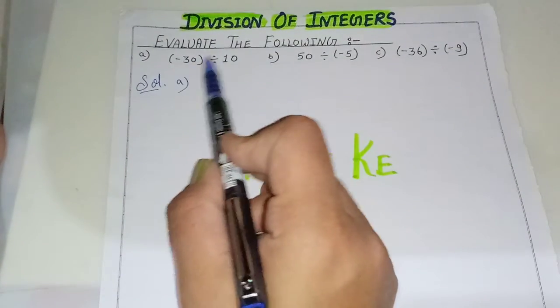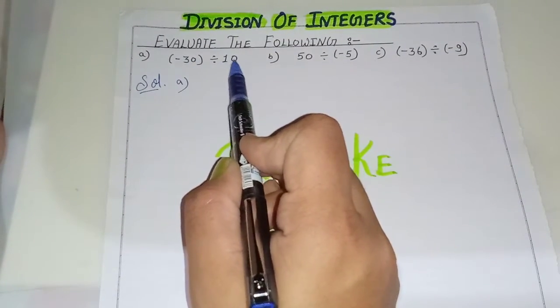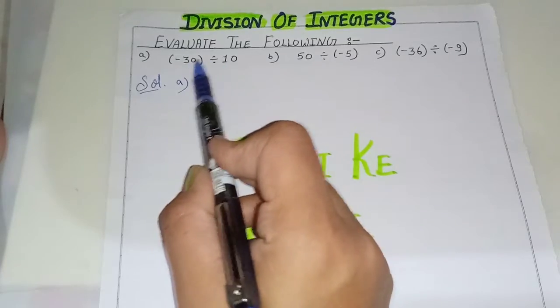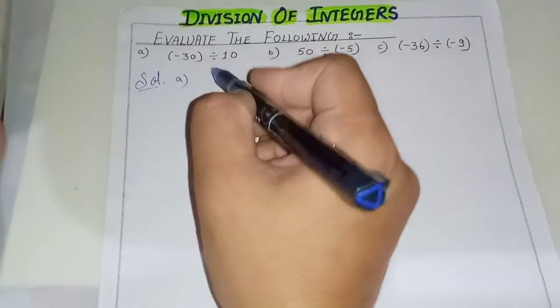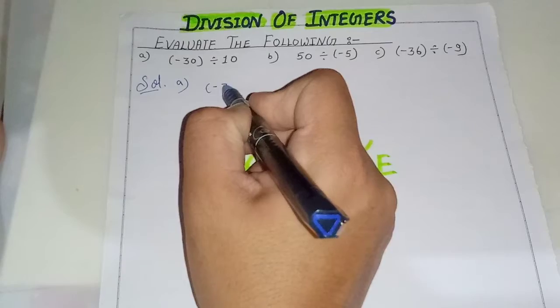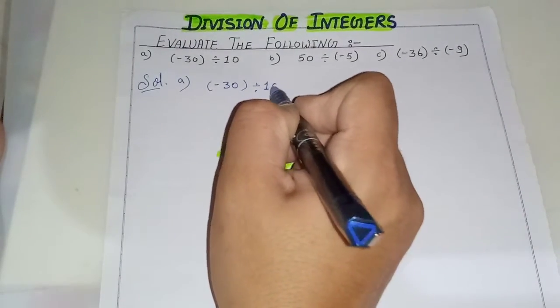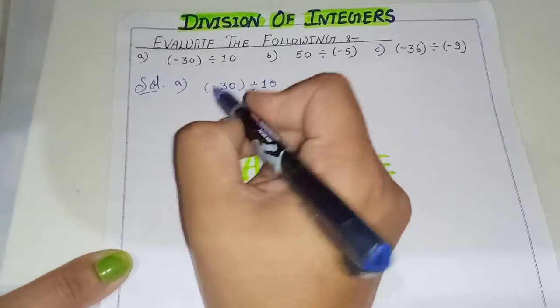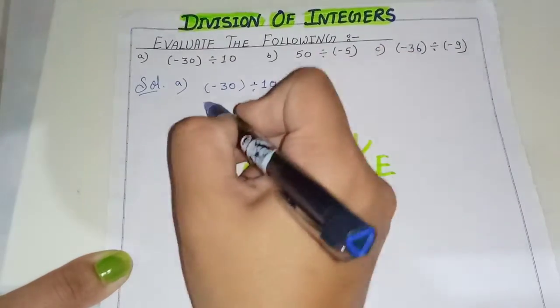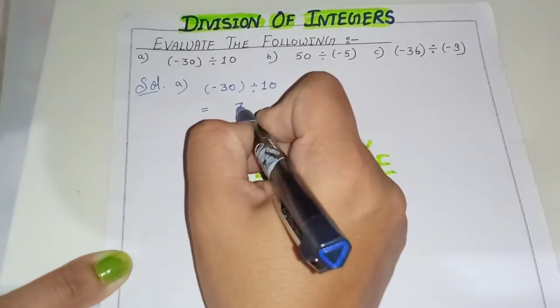So here we have minus 30 divided by 10. We will divide them simply as 30 divided by 10. So 30 divided by 10 we get as 3, because 10 3s are 30. So here our answer will be 3.